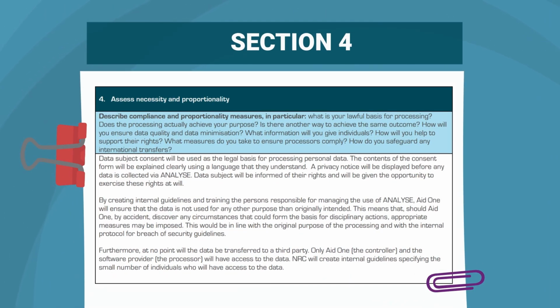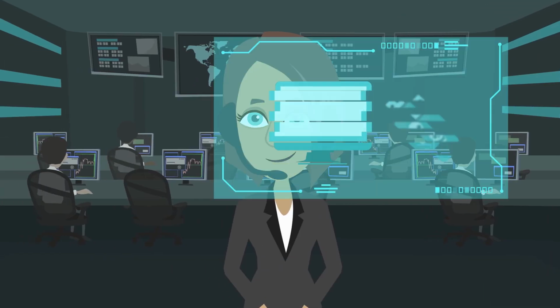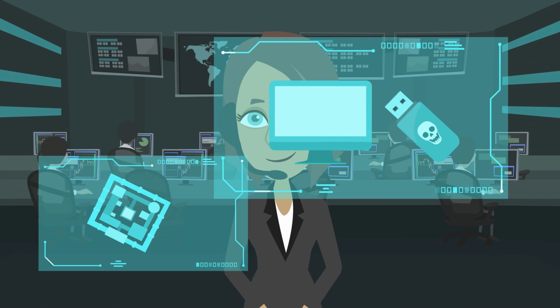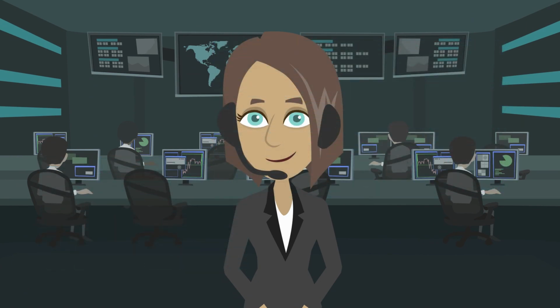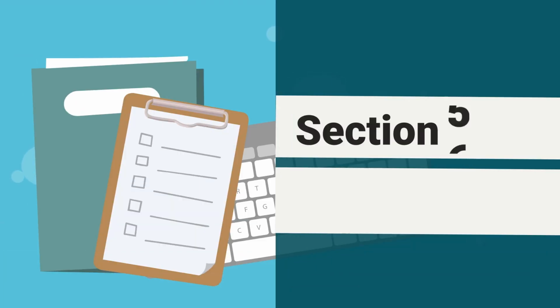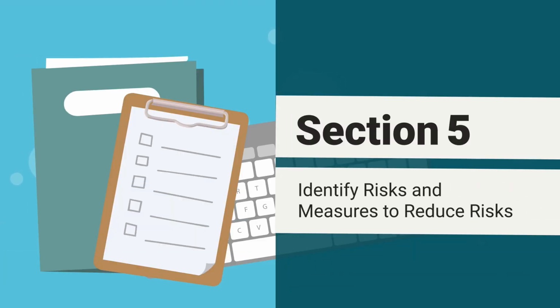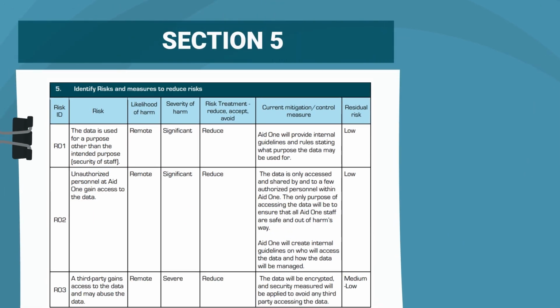Aid First demonstrates data protection and compliance in this section by documenting the legal basis of the processing, as well as the other measures put in place to protect data and the data subject's rights. Section 5 summarizes the results of the risk assessment. It may not be possible to eliminate all risks, but they should be documented, and any residual risks need to be considered and, if appropriate, accepted.